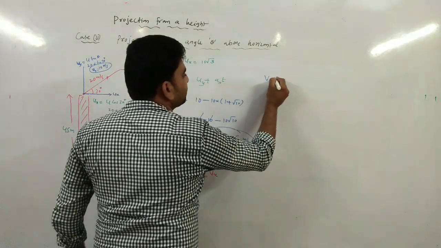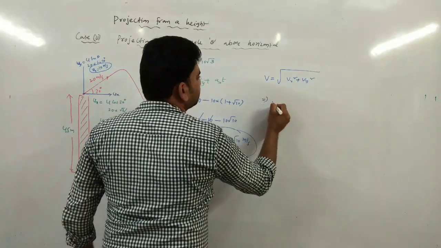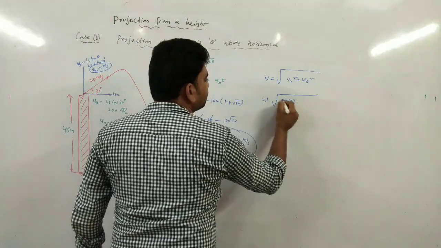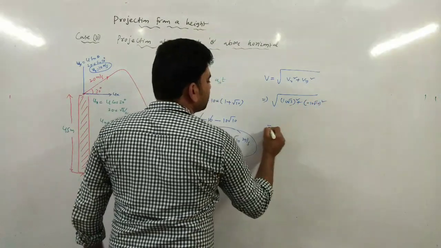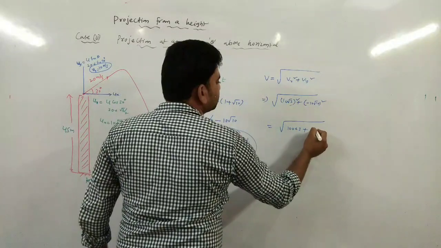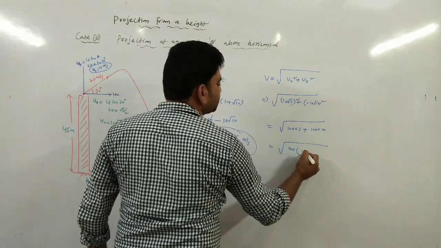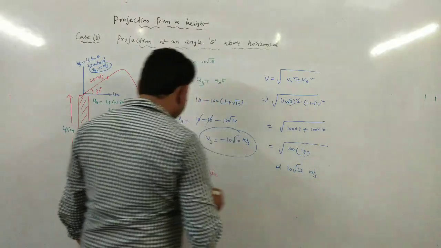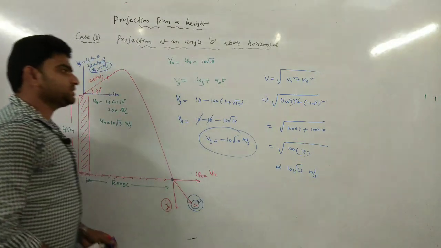So we got the vy value, and also we got vx, and we are supposed to calculate this v value. So we calculate this v value as root over vx square plus vy square, nothing but root over 10 root 3 whole square plus minus 10 root 10 whole square. After simplification, this becomes 100 into 3 plus 100 into 10. Taking 100 common, it becomes 3 plus 10 which is 13. This can also be written as 10 root 13 meter per second. The speed with which it strikes the ground is v equals 10 root 13 meter per second.